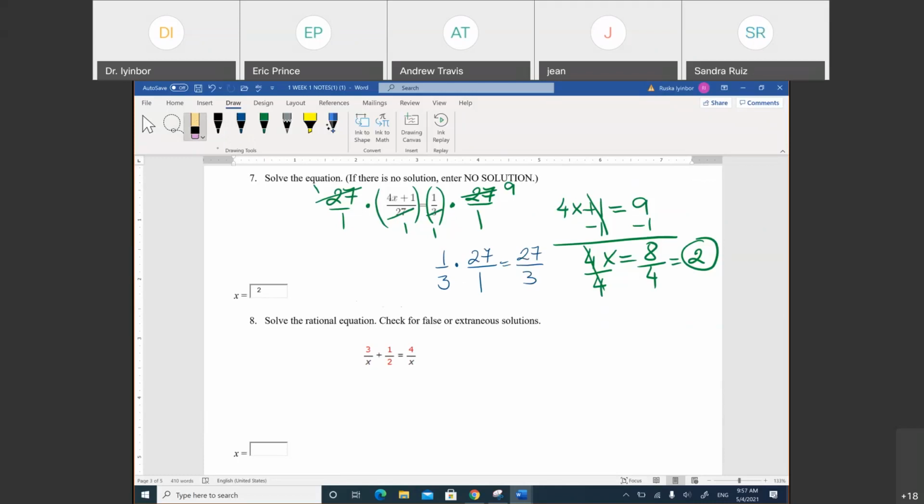So the type of equation is a conditional, correct? Yes, that's a conditional, yes. That's correct.